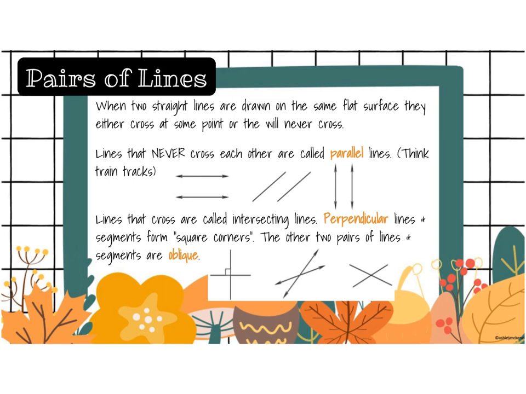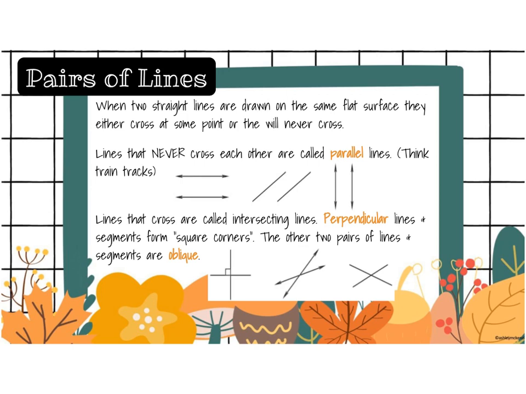Okay, a couple of reminders. When two straight lines are drawn on the same flat surface, first of all, a flat surface is considered two-dimensional. It's like a piece of paper. It doesn't have any depth or dimension to it other than it's just flat. So if you were to draw it on your whiteboards, that's just a two-dimensional representation of some lines. They either cross at some point or they will never cross. Lines that never cross each other are called parallel lines. They can be drawn any direction, but they will never ever cross.